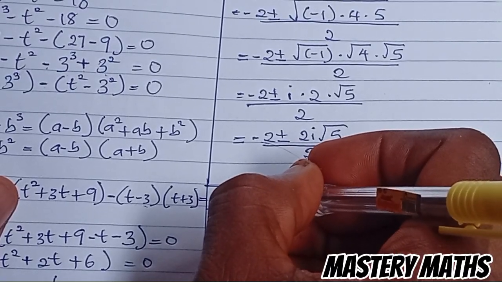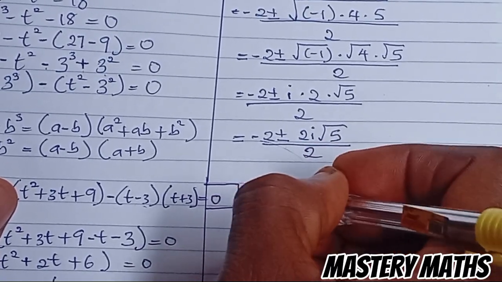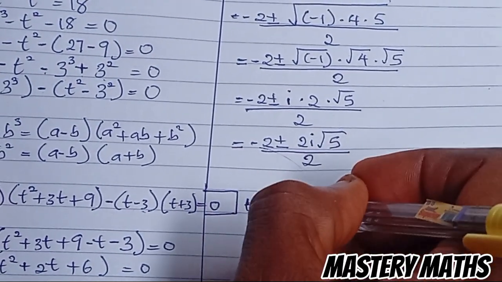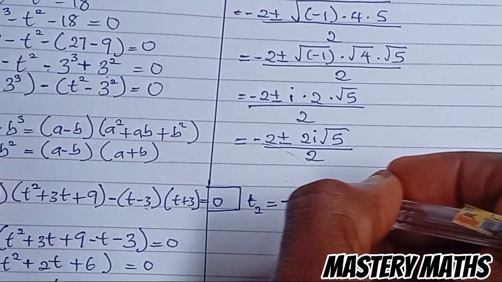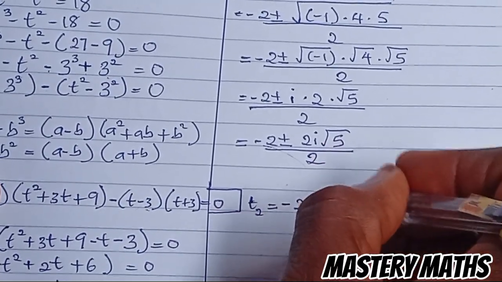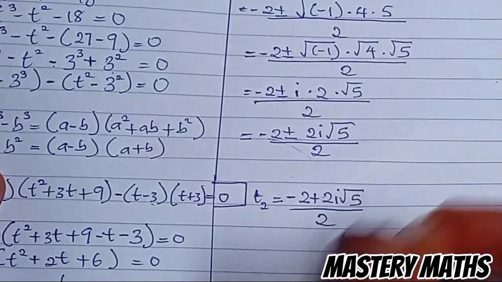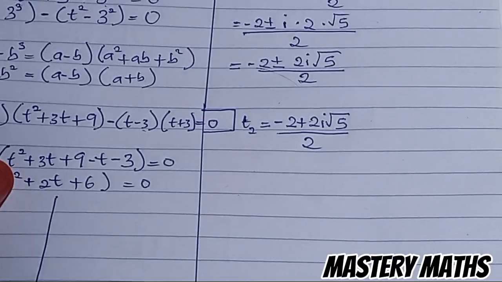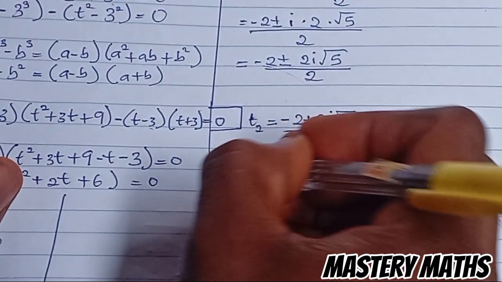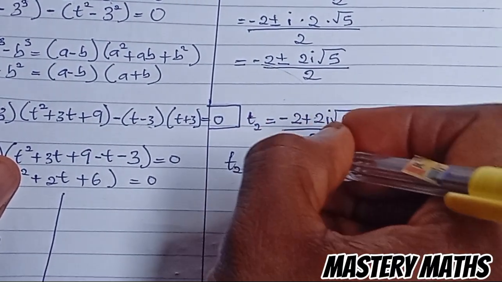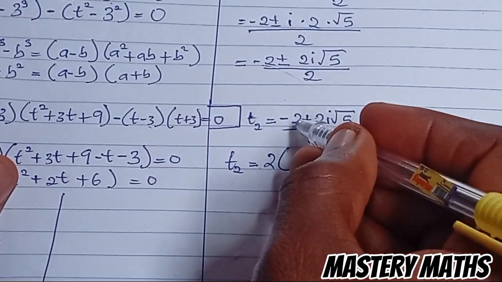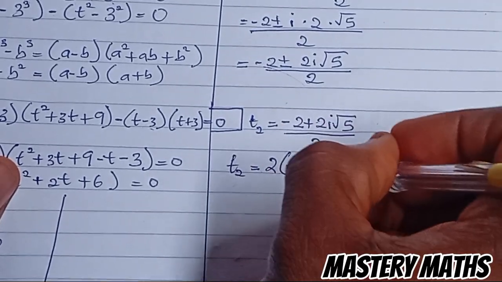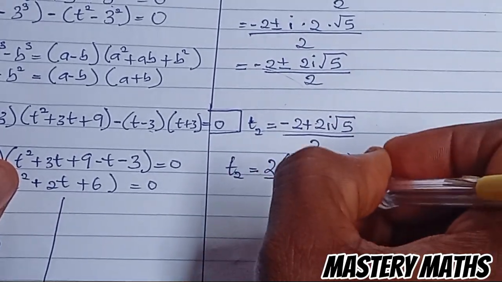We'll take the first one, we'll call it T2. The T2 will be, we take the positive sign, which is minus 2 plus 2i root 5 all over 2. When you see that, we're going to look for the common factor. What should be the common factor? The common factor here is 2. So it will be T2 equal to 2, you open the bracket, minus 1 plus i root 5, you close it, over 2.